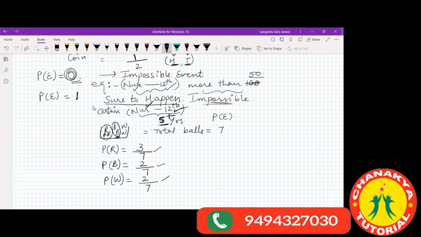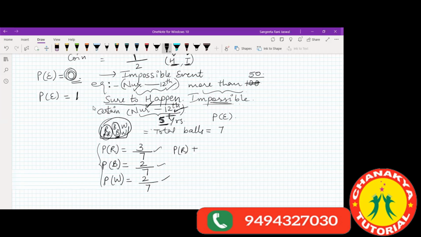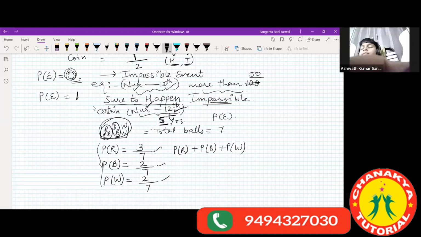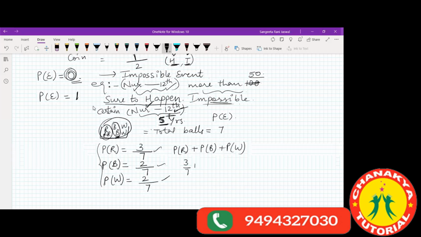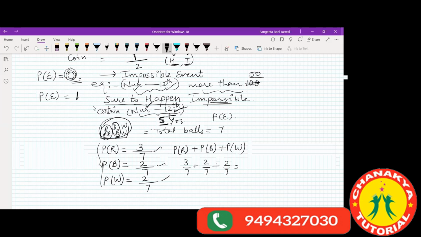Now if I have to add all the parts, what is the sum of the probabilities? If I add all of them, 3 by 7, 2 by 7, 2 by 7, it will be 7 by 7, which is equal to 1. These were the fractions. 3 by 7 is a fraction, 2 by 7 is a fraction. So when I add them all, I get 7 by 7, which is equal to 1.